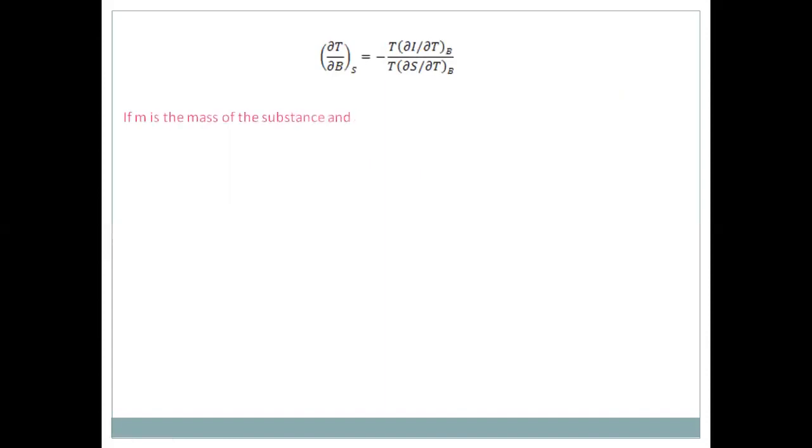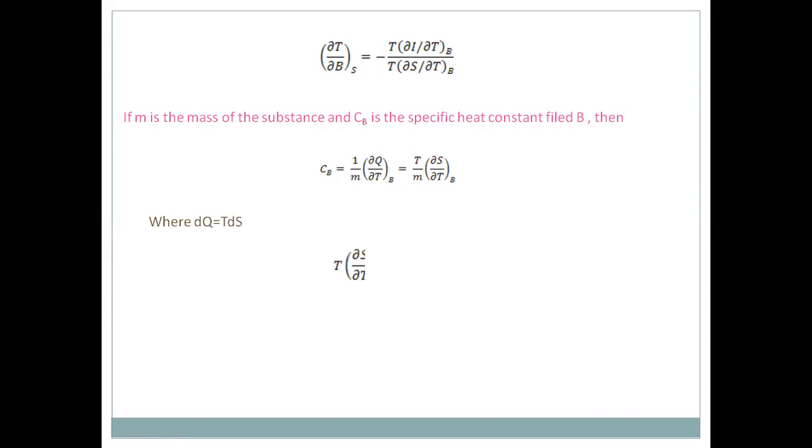Of course, but we know from the specific heat relation, that is C_B, the specific heat at constant magnetic field, that C_B is equal to 1 by m into ∂Q by ∂T at B. But we know dQ is equal to T dS, so ∂Q is replaced by T into ∂S, then ∂S by ∂T at B is equal to mC_B. When this value is substituted into the above equation, ∂T by ∂B at S is equal to minus T into ∂I by ∂T at B, and this T into ∂S by ∂T is replaced by mC_B.